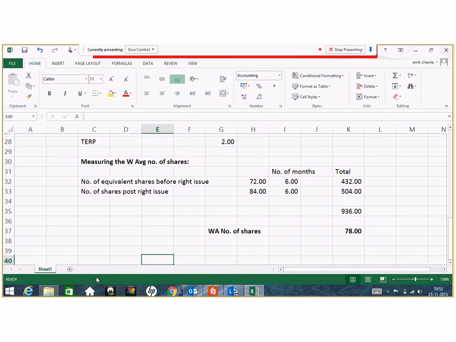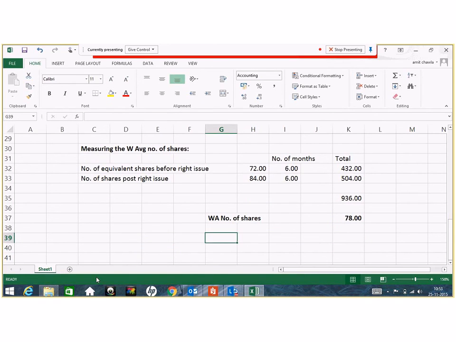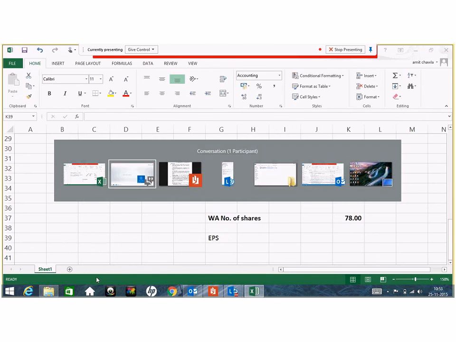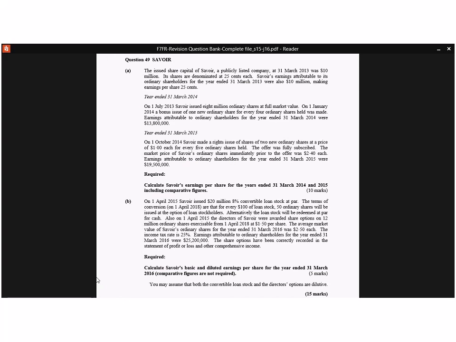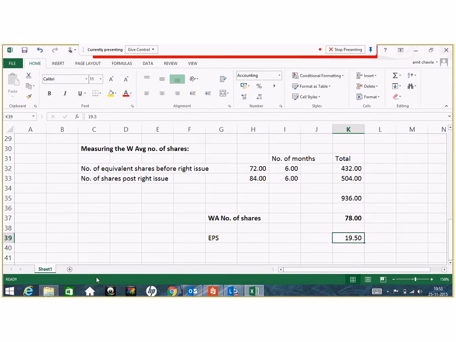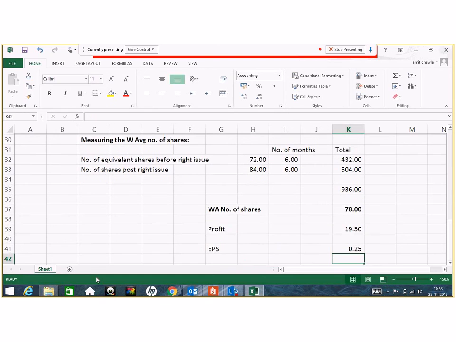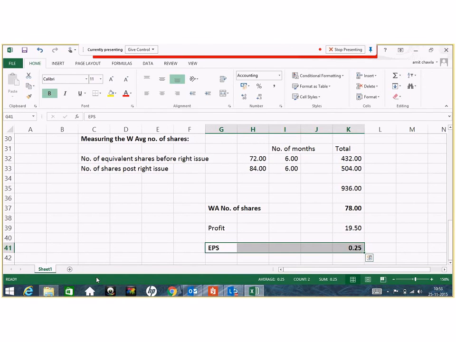So my EPS that can be calculated, I'm given the profit which is 19.5. So the EPS calculation is done at 19.5 divided by 78, which is 0.25. Right? Thank you very much.